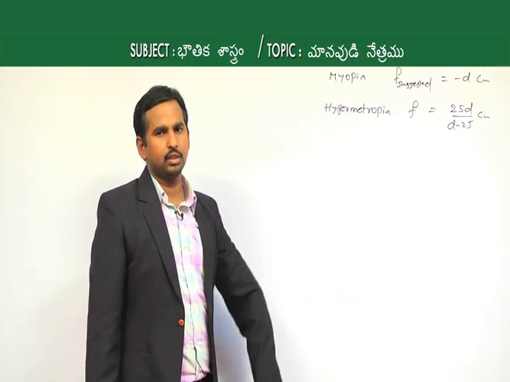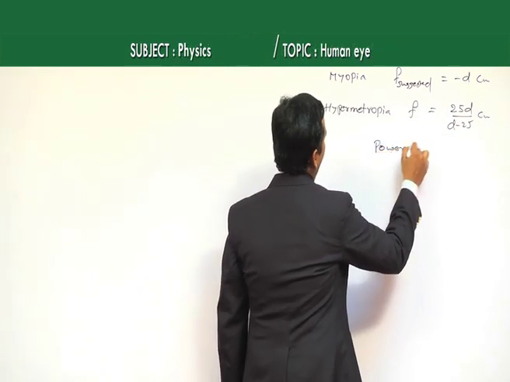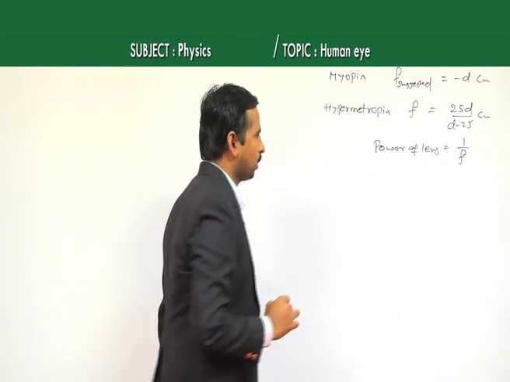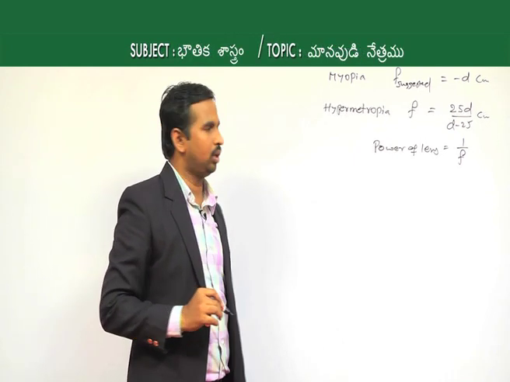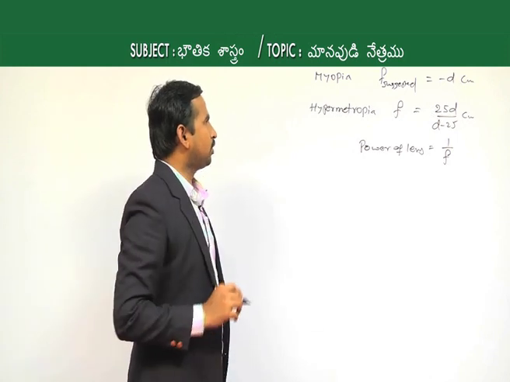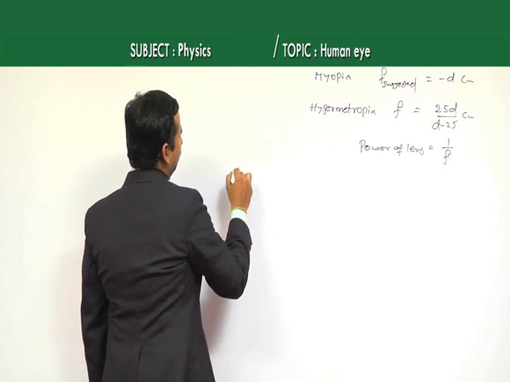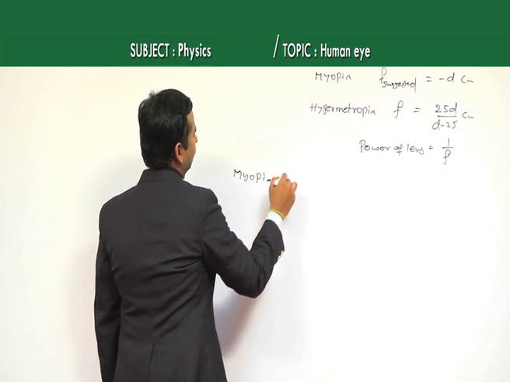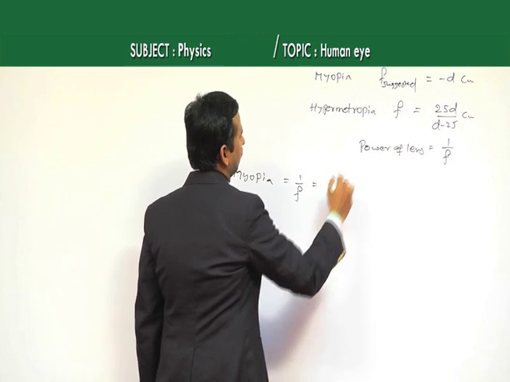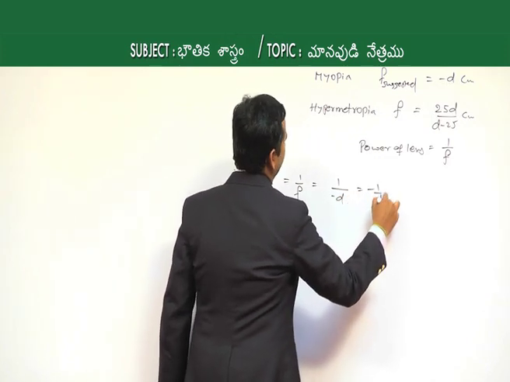For the numericals, we already know the formula for power of a lens: power is equal to 1 by f, the reciprocal of the focal length. Then for the case of myopia, the required power is P is equal to 1 by f, where the suggested focal length is minus d, so P is equal to minus 1 by d.